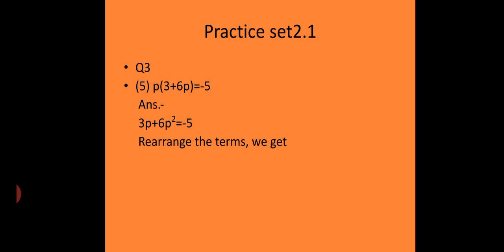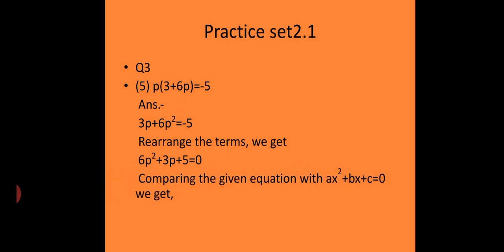Next, practice set 2.1, question 3, example number 5. p into bracket 3 plus 6p equal to minus 5. Answer. Multiply the bracket by p. 3p plus 6p square is equal to minus 5. Rearrange the terms, we get 6p square plus 3p plus 5 equal to 0. Comparing the given equation with ax square plus bx plus c equal to 0, we get a equal to 6, b equal to 3 and c equal to 5.